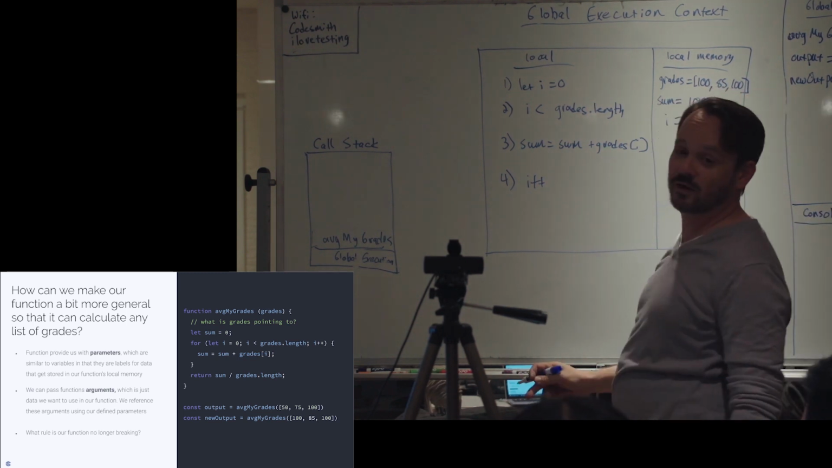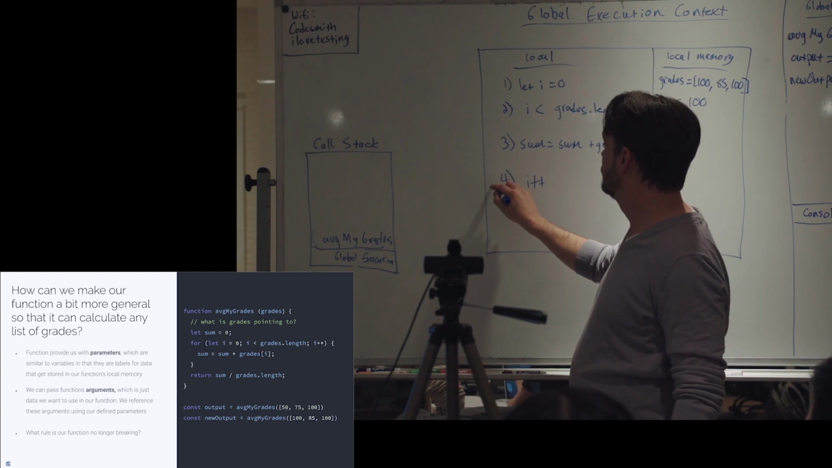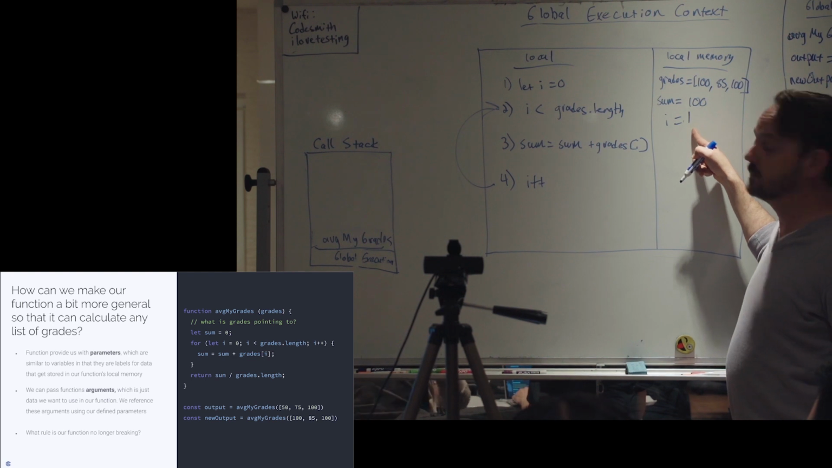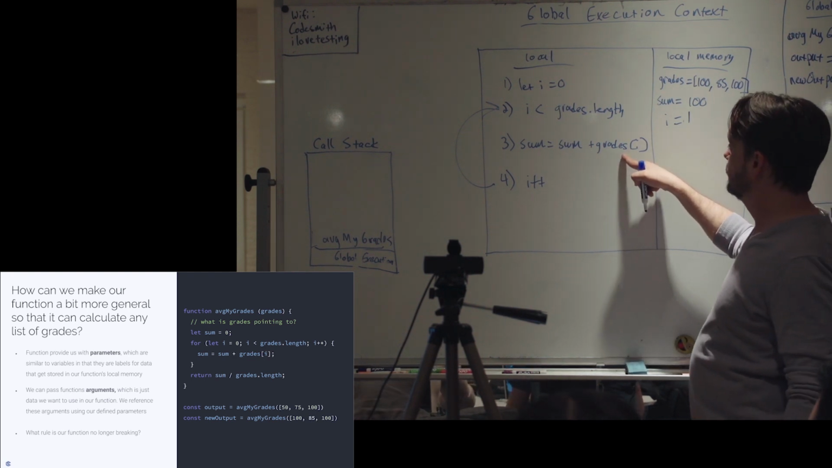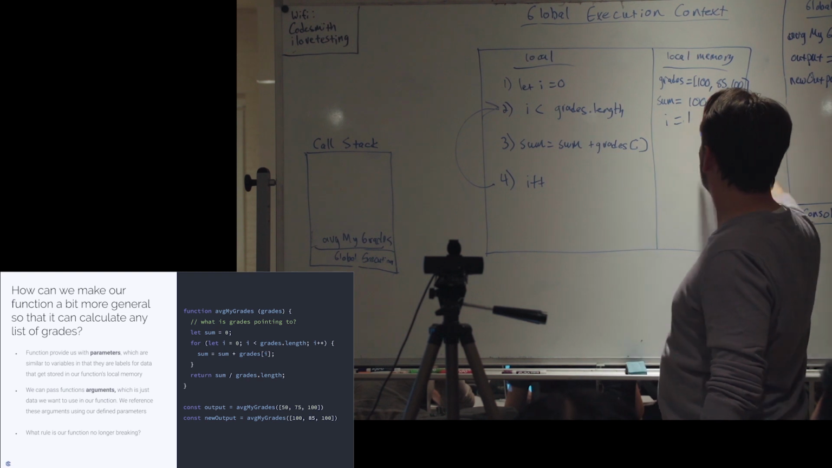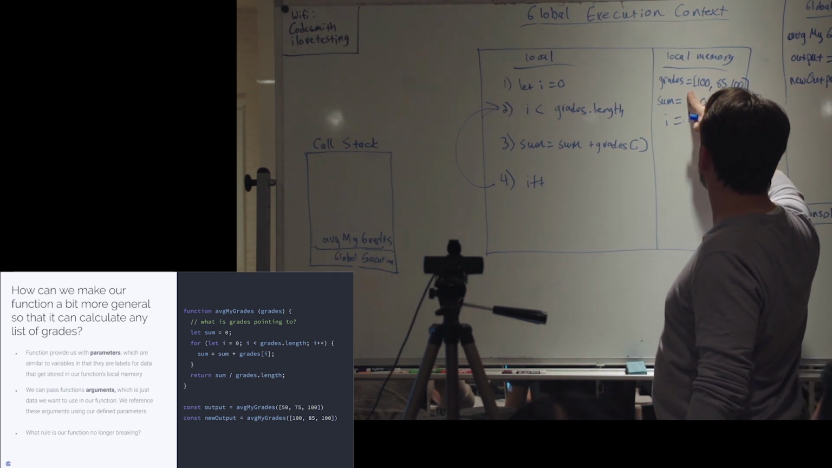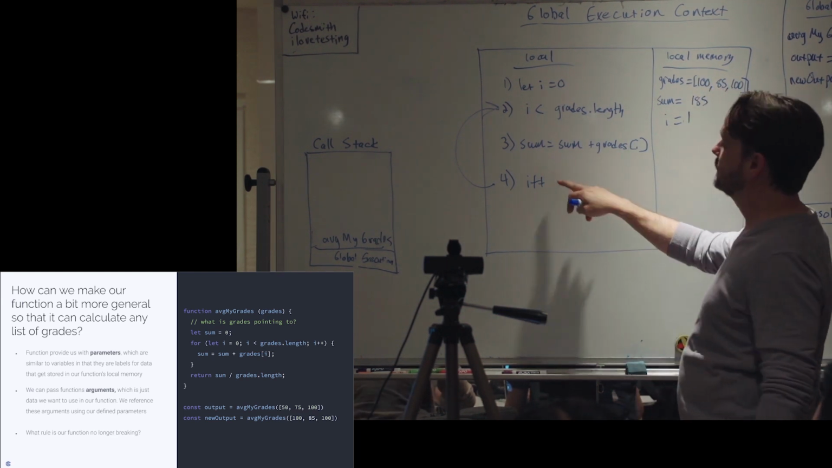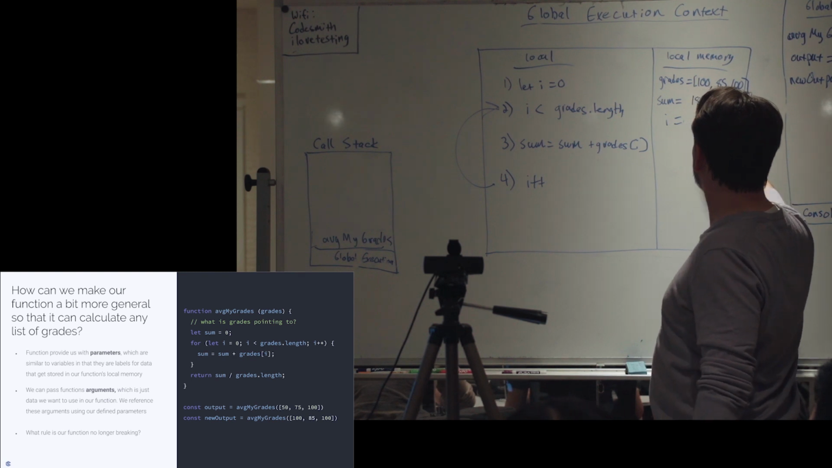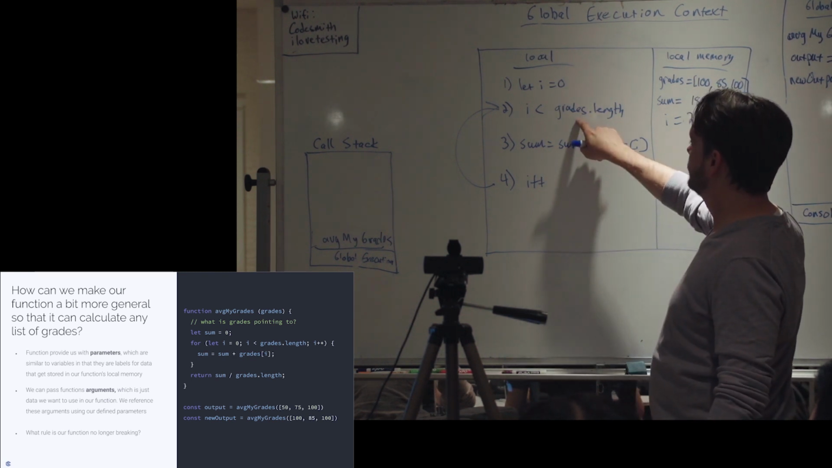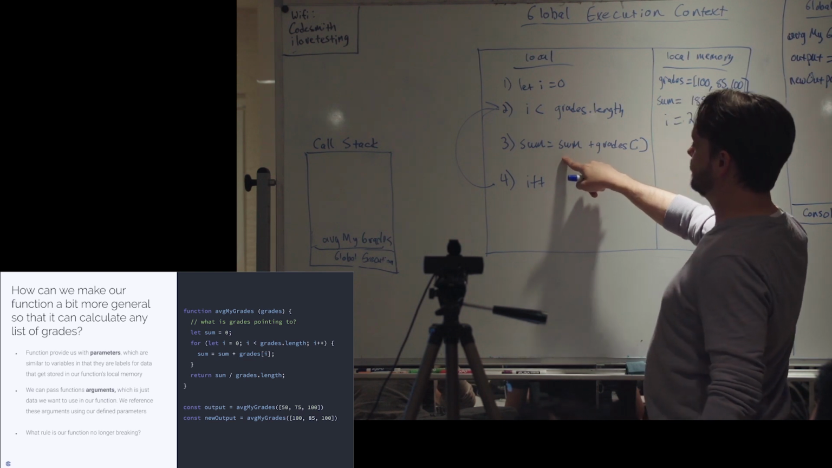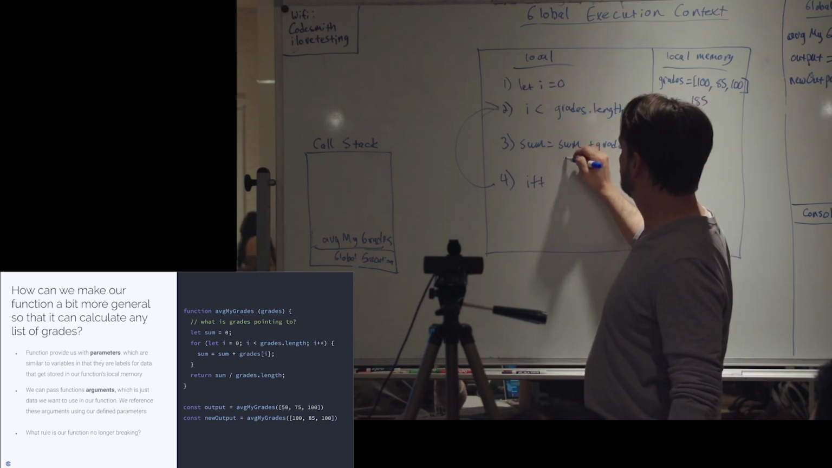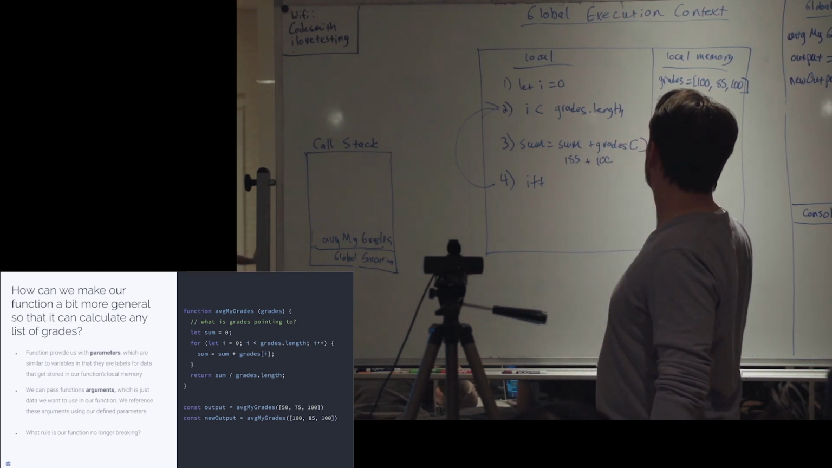Okay. And where do I go? Then we're going to say, is i less than grades.length? Yes, it is. So now sum equals sum plus grades, which is 100 plus 85. Okay. 185. And then i plus 1, which is now 2, and is 2 less than the length of grades? Yes, it is. So then sum is now 185 plus 100, which is 285.